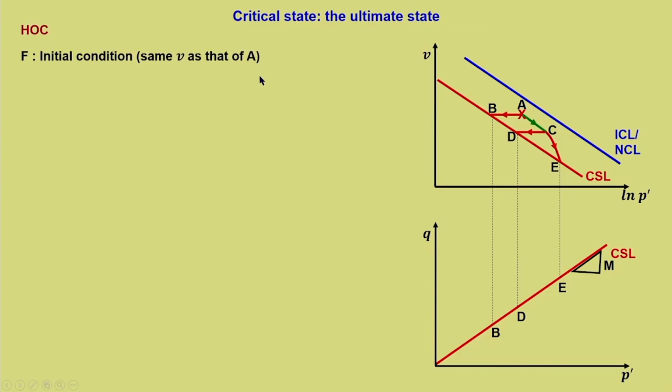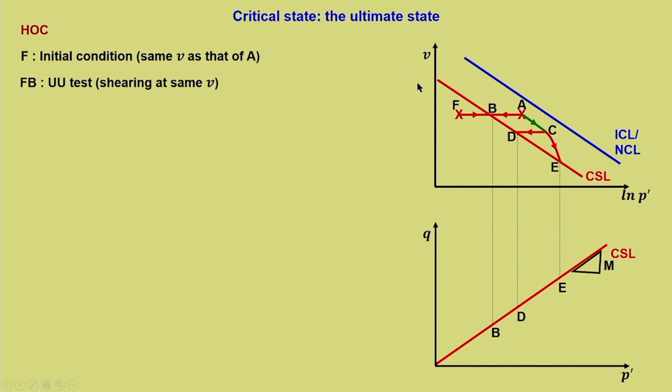F is the initial condition, same V as that of A. Now, we have the same specific volume, but the stress state or the stress history is different, it is heavily over consolidated. From here the UU test, you can see that this is the way and it fails exactly at the point B because the initial specific volume is the same.